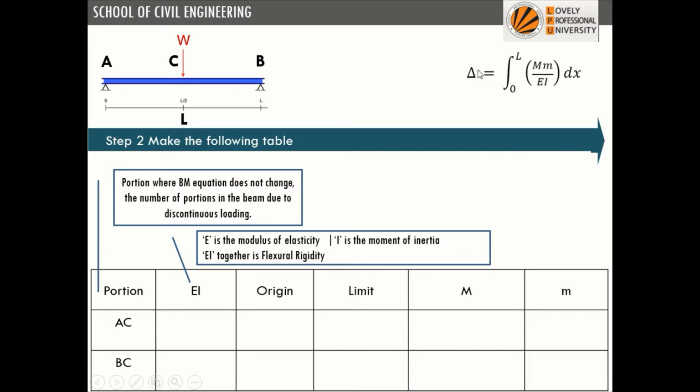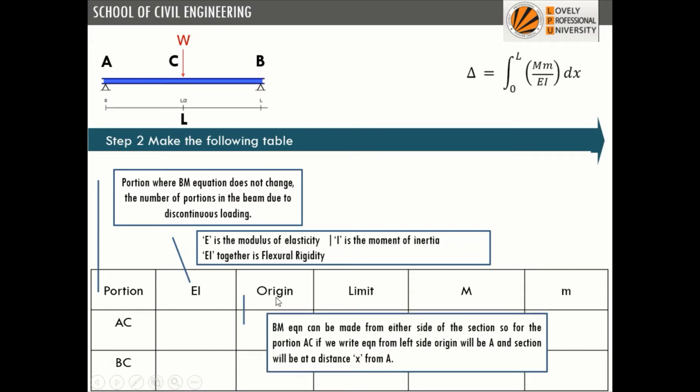Suppose if we want to reduce the value of deflection or increase the rigidity, what you will do is increase the value of EI. And generally we don't change the material, because E is the material property. We change the cross section of the member.